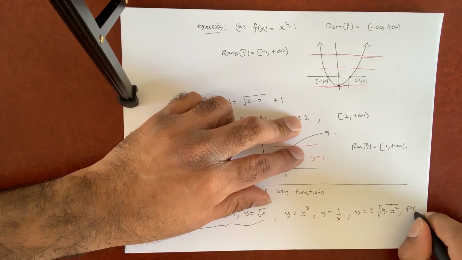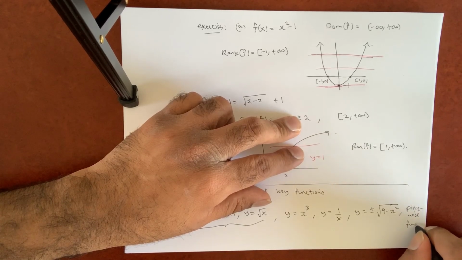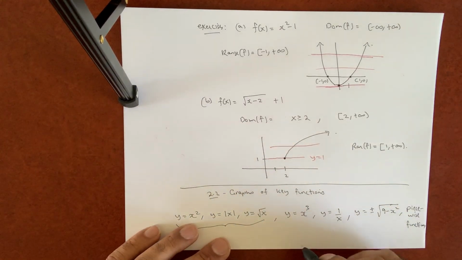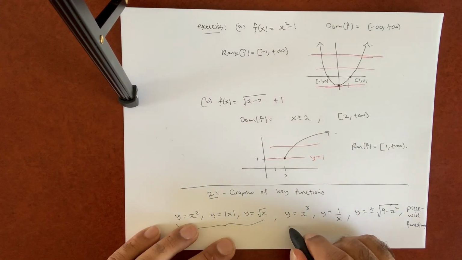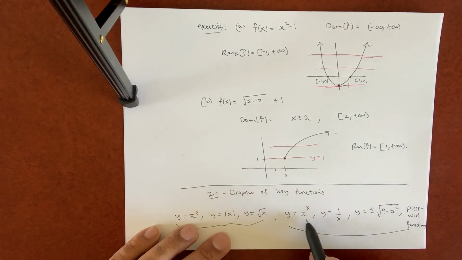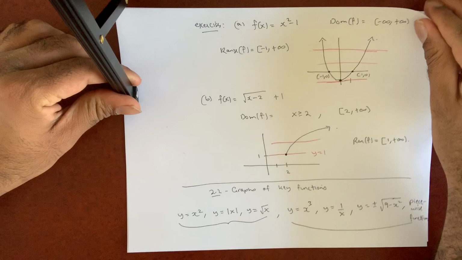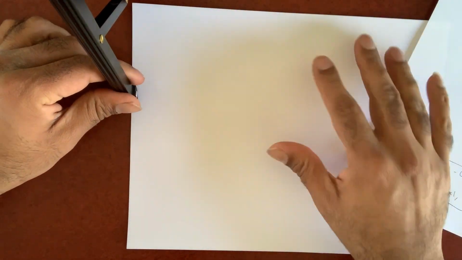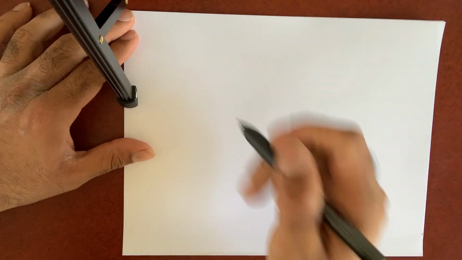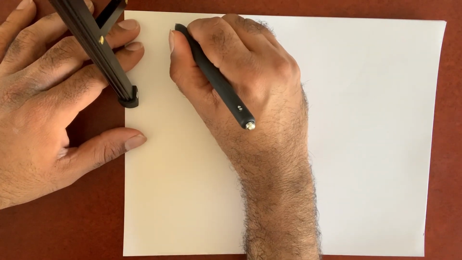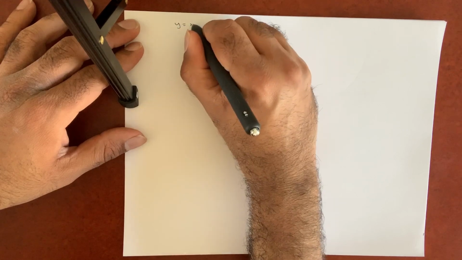And then we have something called a piecewise function. We'll see what that is in a moment. So what we're going to do in this video is essentially just graph exactly these four examples. So let's start with y equals x cubed, and we'll go from there. And we'll try to state the domain and range for each of these as well. So let's start with y equals x cubed.